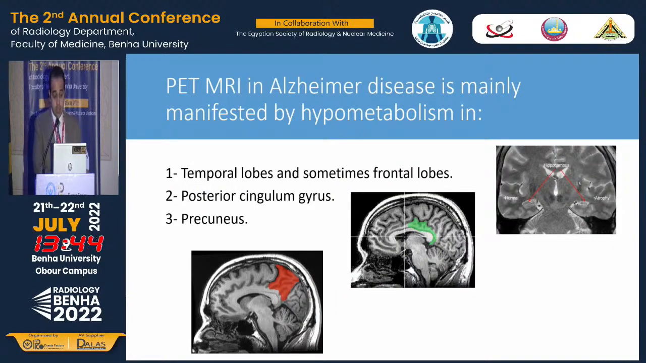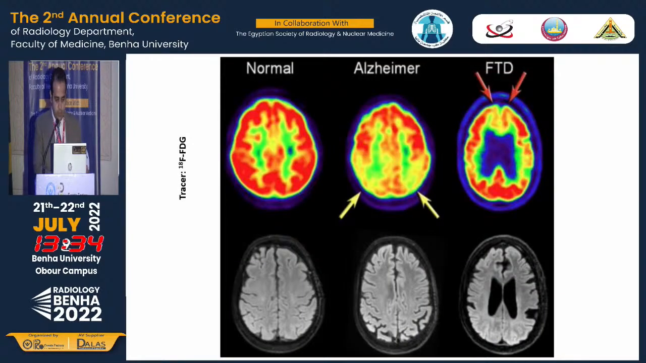PET-MRI in Alzheimer's disease is mainly manifested by hypometabolism in temporal lobes and sometimes in frontal lobes, posterior cingulate gyrus, and precuneus. In this slide, we have three different cases. To the left is a normal case with normal FDG uptake. Another case of Alzheimer's with decreased uptake at the precuneus. And the third was frontotemporal dementia with decreased uptake at the frontal region.